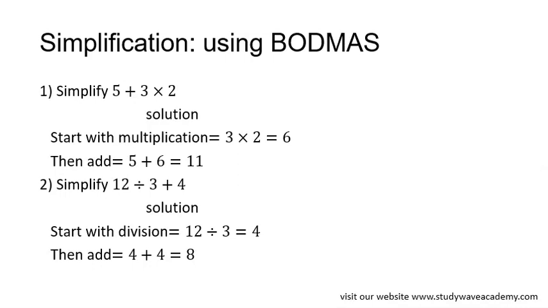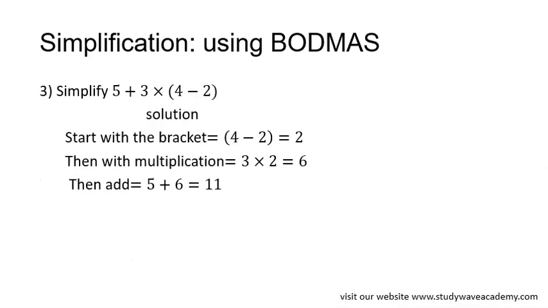Let's look at another example. We have here: simplify 5 plus 3 times bracket 4 minus 2, sorry. So here in this equation, we have a bracket sign. And remember, in our BODMAS, B comes first. We have to focus on the brackets first. So we start with the bracket. When you do 4 minus 2, it will give you 2.